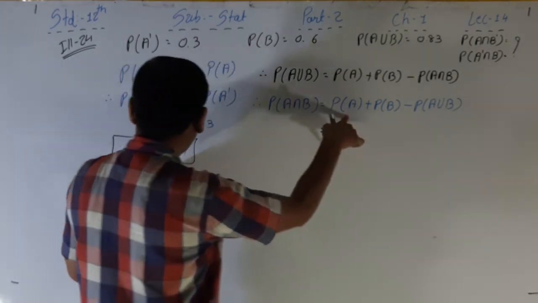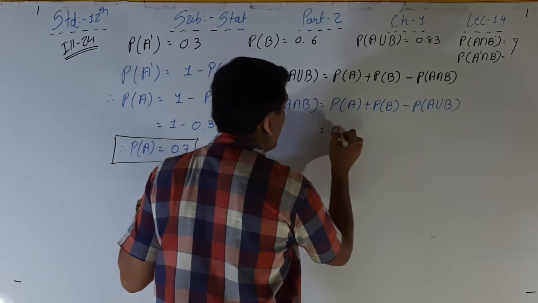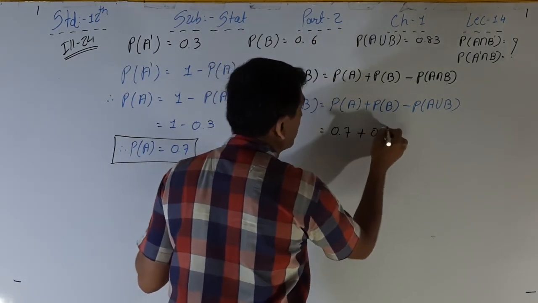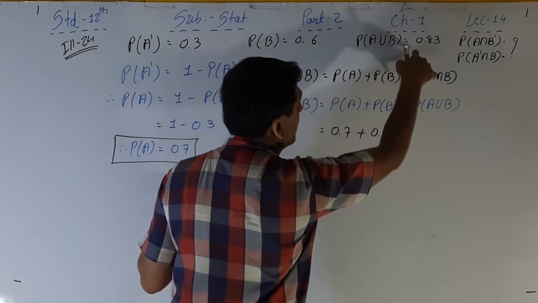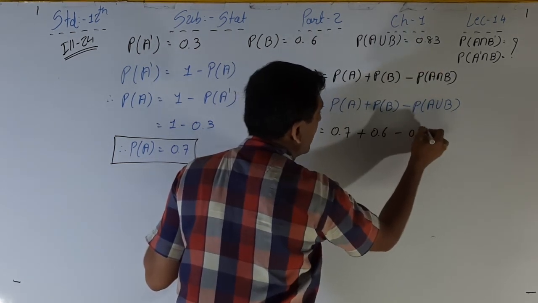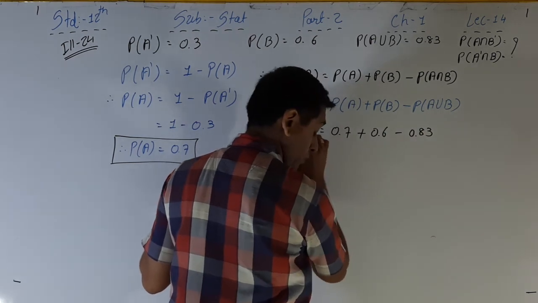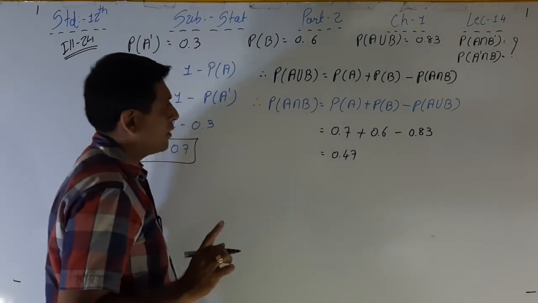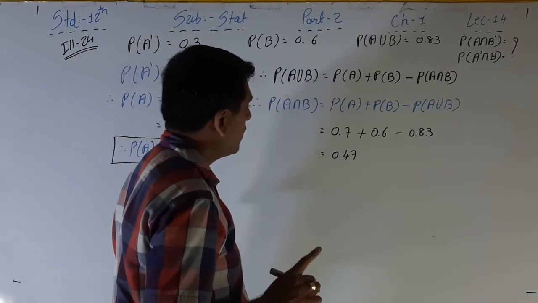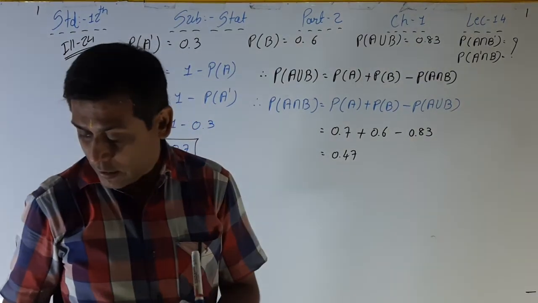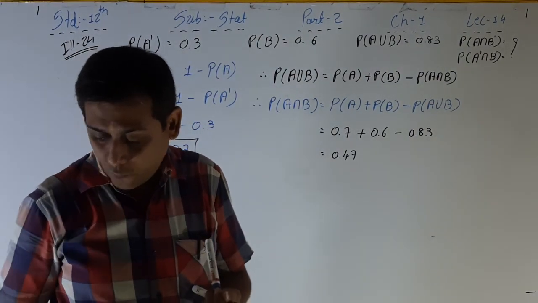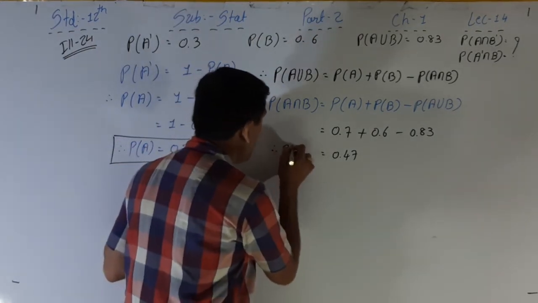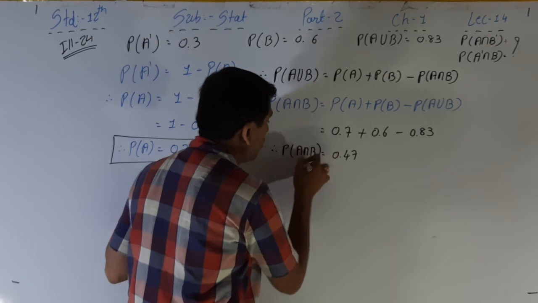What is P of A? That we already found out, 0.7. P of B is already given, 0.6, minus P of A union B, it is also given, 0.83. So 0.47. Yes, 0.47 is your answer for P of A intersection B. Therefore we can write P of A intersection B is equal to 0.47.